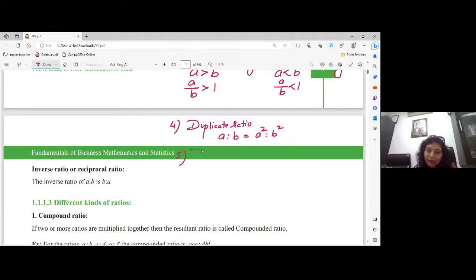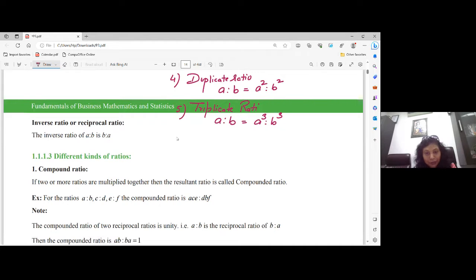Similarly, we have triplicate ratio. So in case of triplicate ratio, we have A is to B, that is equal to A cube is to B cube. That means ratio of cube of terms of ratio, that is called triplicate ratio. Next, we have subduplicate ratio. Now subduplicate ratio is ratio of square root of both the terms of the ratio. So that means subduplicate ratio of A is to B is root A is to root B.